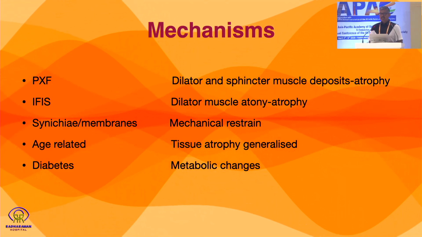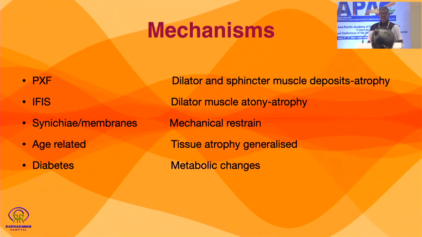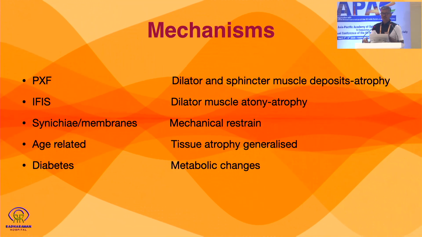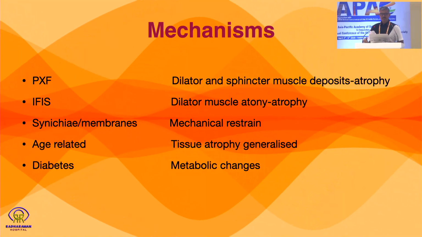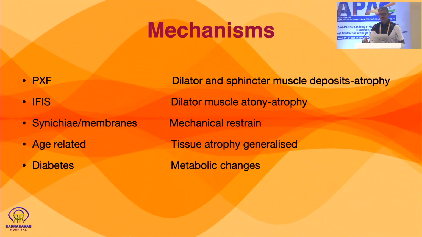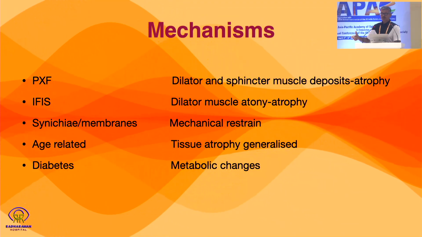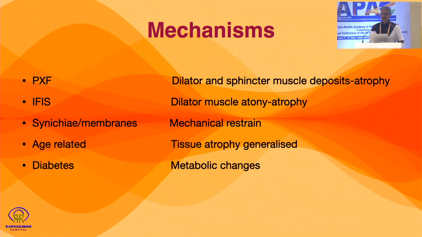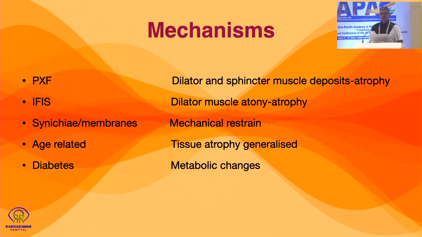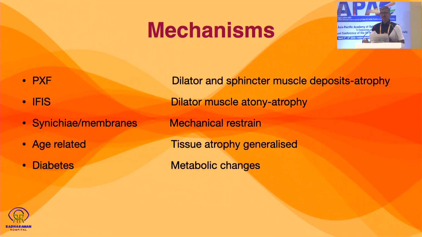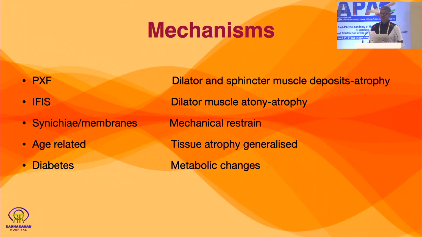IFIS causes a dilator muscle atony and thereby causes an atrophy of the same. Synechia or membranes mechanically restrain the pupil from getting dilated, and that's the reason why they cause small pupils. Sometimes it's age-related because tissue atrophy is generalized. All tissues of the body get affected, including the knee capsules and the ligaments. That also doesn't spare the muscles. And in diabetes, there occur metabolic changes in the sarcomeres, for which it becomes kind of rigid.